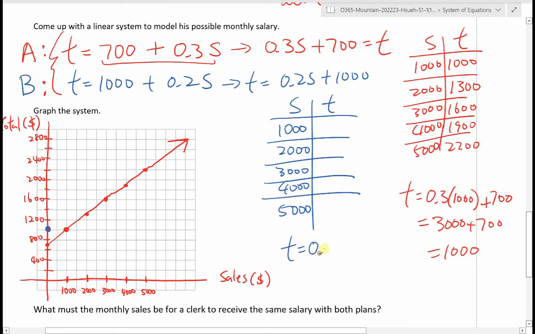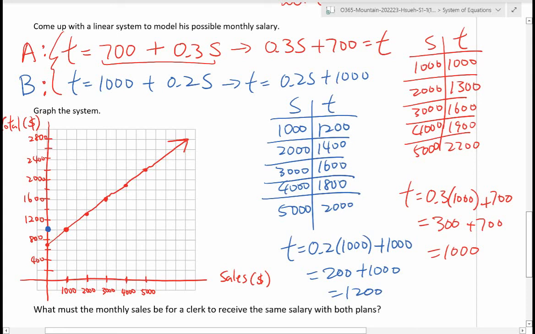So T should equal 0.2 times 1,000 plus 1,000. And that will give us, oh wait a second, that's 300. Why did I put 3,000 there? My bad. This is 200 plus 1,000, which is 1,200. So 1,000 and 1,200, and if you just keep going, this will be 1,400. You'll notice that it's going up by $200.